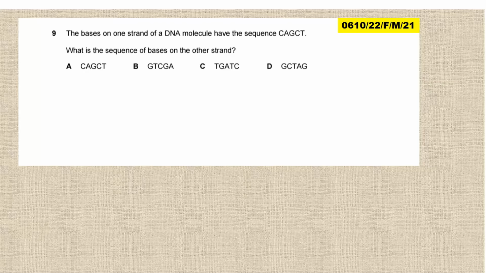This is paper 2, variant 2, that is February, March 2021. The bases on one strand of the DNA molecule have the sequence C, A, G, C, T. So the corresponding sequence is G, T, C, G, A. GTCGA. So this is the answer.